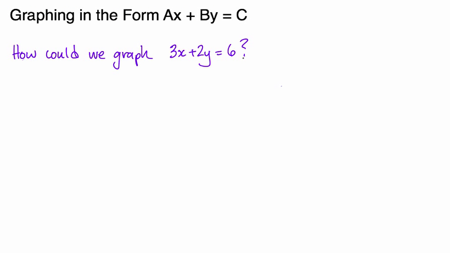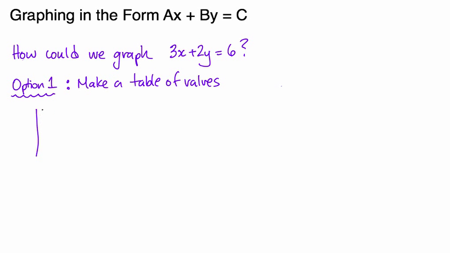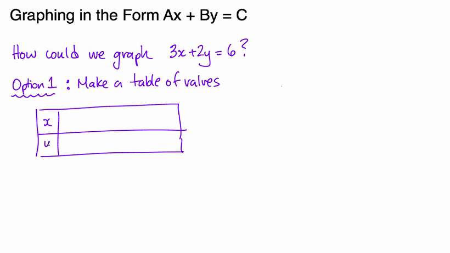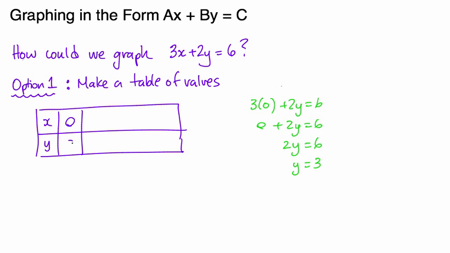And we have a number of options to try and solve this. You could go and make a table of values. So you could say, okay, let's make a table, and I need some x values and some y values, and you could start just guessing. So what happens if x is 0? Then you have 3 times 0 plus 2y equals 6, so that's 0 and 2y is 6, which means y is 3. So you can slowly fill in your table this way.